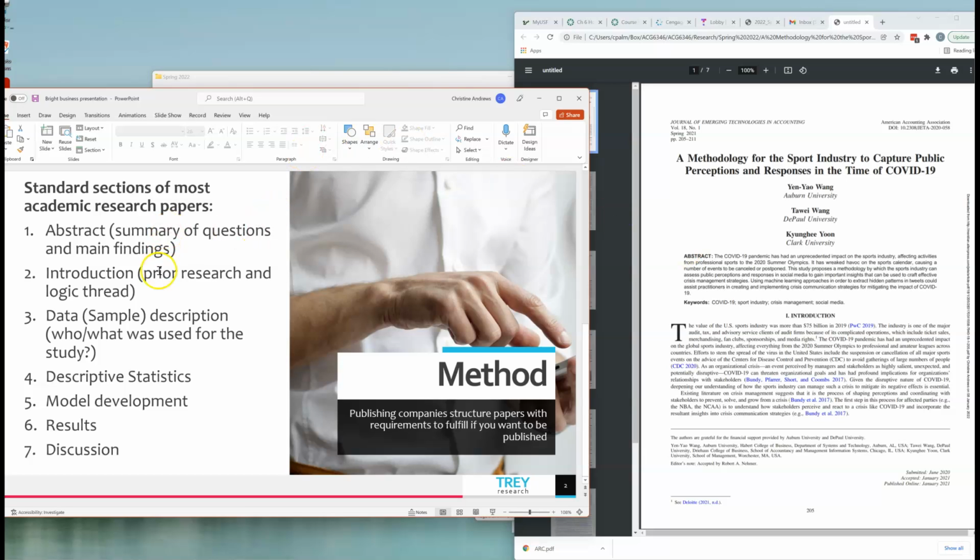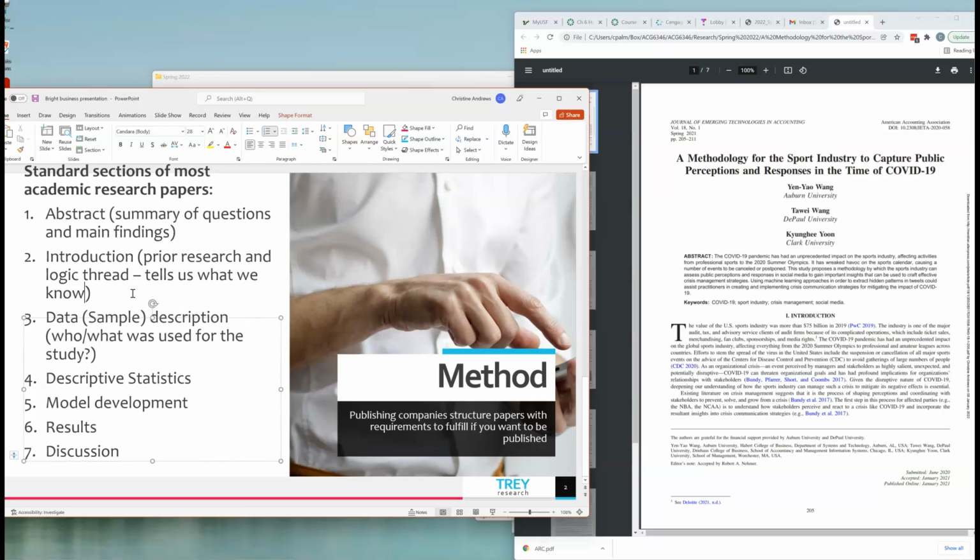Then the next is the introduction, and I think this is probably one of the most important pieces, because it tells us what we know. If you ever went to the School of Accountancy and listened to presentations being given among the faculty, people will sit back and say to the group, well, what do we know about this? In other words, what has prior research shown us? Where are we with this topic?